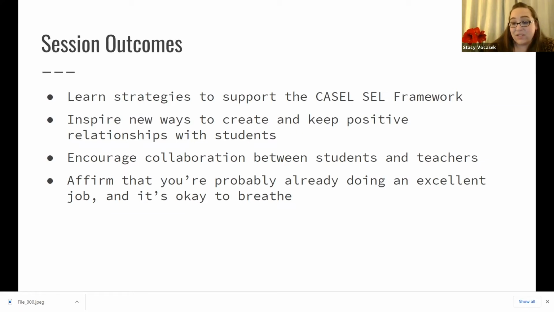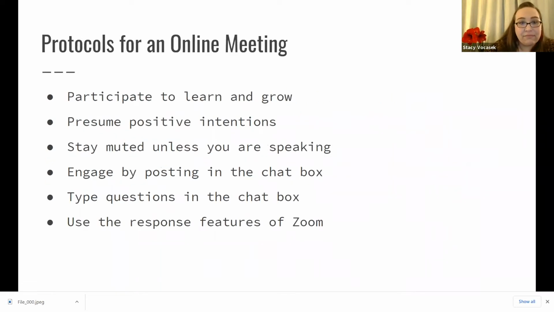Anytime you have a conversation with a kid, you are practicing SEL strategies. Anytime you connect with a kid and smile and say, hey, how are you? You're showing them that you care and you're creating that bond. So these are just some things to take it to the next level.